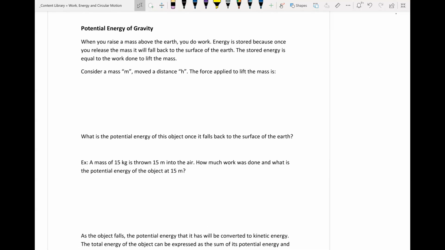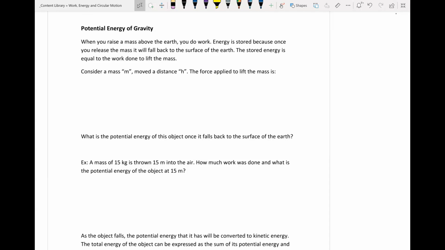Moving on to potential energy. So we're going to use potential energy when we raise a mass above the Earth. And when this happens, we do work. Energy is stored because once you release the mass, it will fall back to the surface of the Earth. That stored energy is equal to the work done to lift that mass.